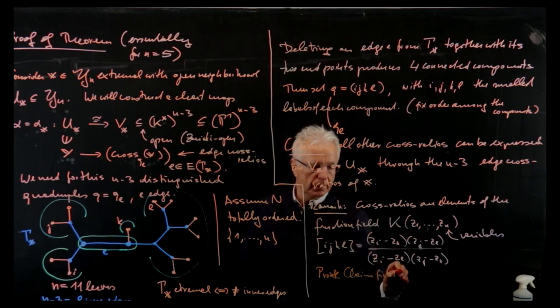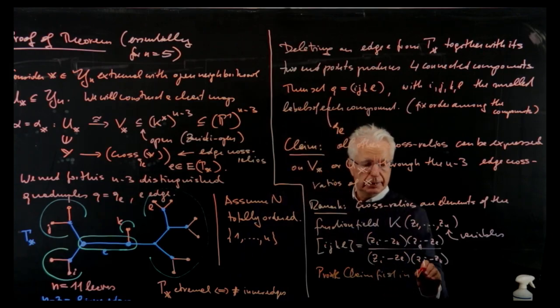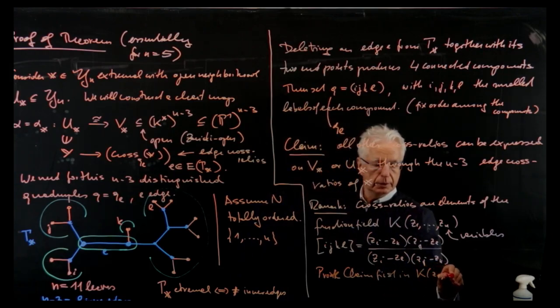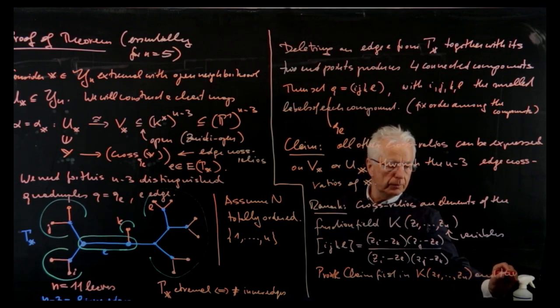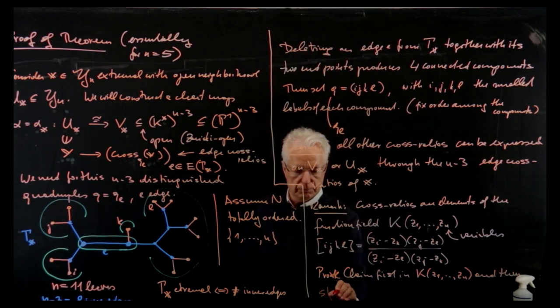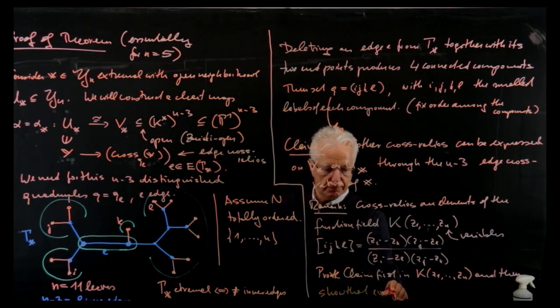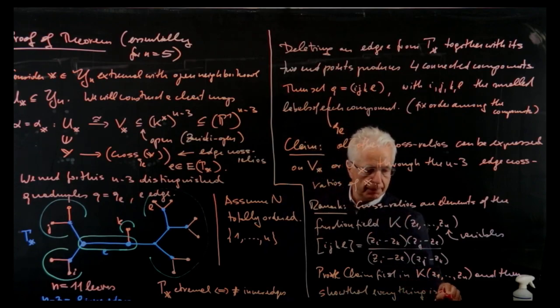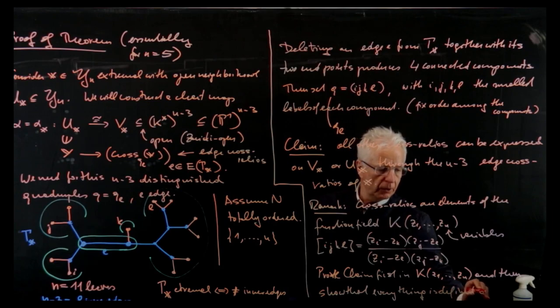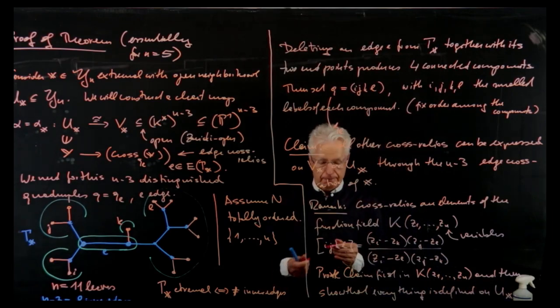Yeah? So to prove the claim, first do it in k(z1, ..., zn), and then show that everything is defined on U_X. So there are two steps.